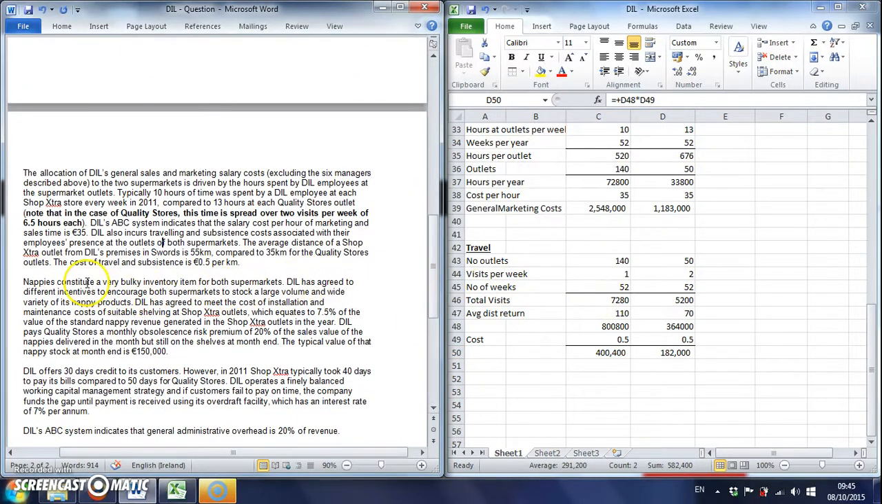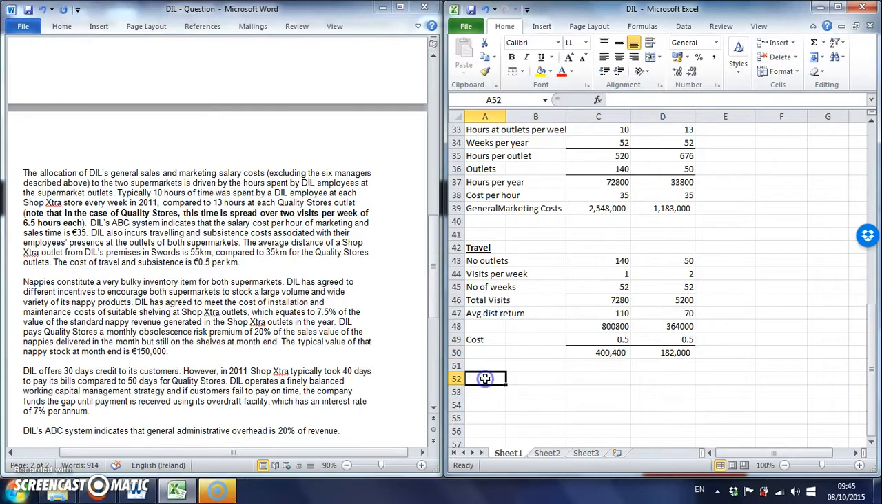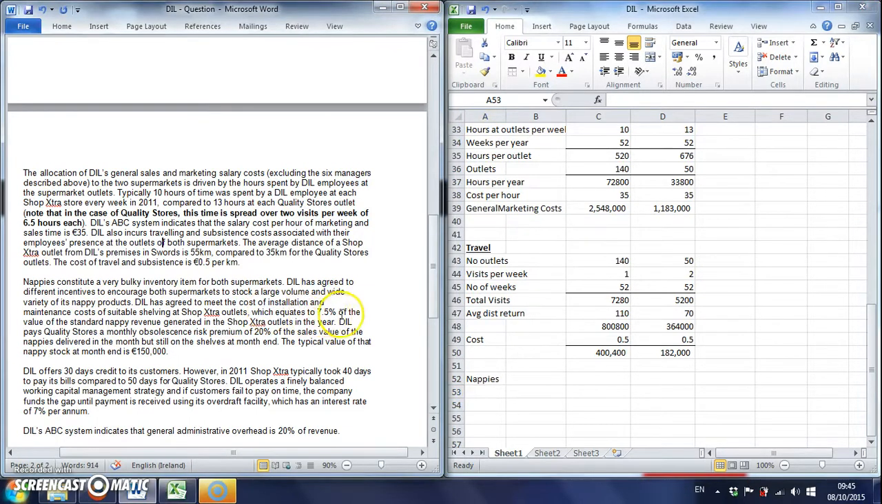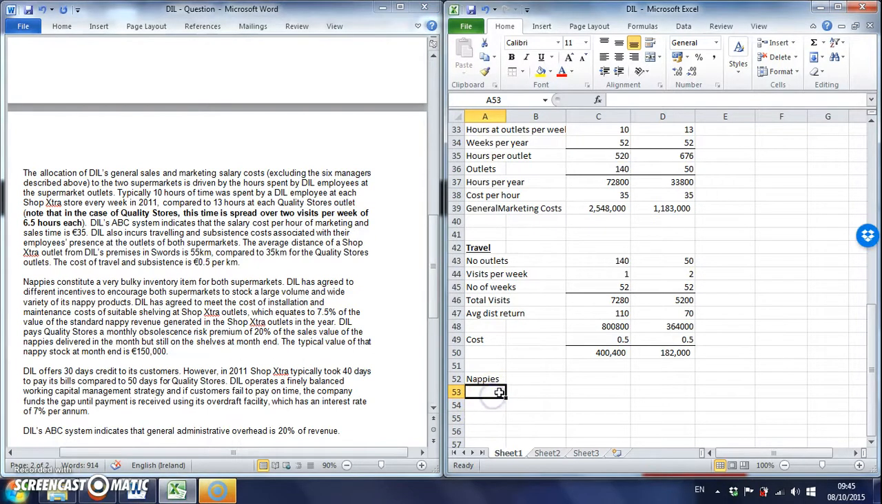Moving on then, there's a nappies cost as well. You're told it's a very bulky item, so DIL want different incentives to ensure that the supermarket will hold it, because obviously the more stuff that they hold, it's taking up valuable shelf space, number one, and there's obviously a handling charge, security charge and whatnot as well. So DIL has agreed to meet the cost of installation and maintenance costs for shelving for Shop Extra, which equates to 7.5% of the value of the standard nappy revenue generated. So how much? 7.5% fee.